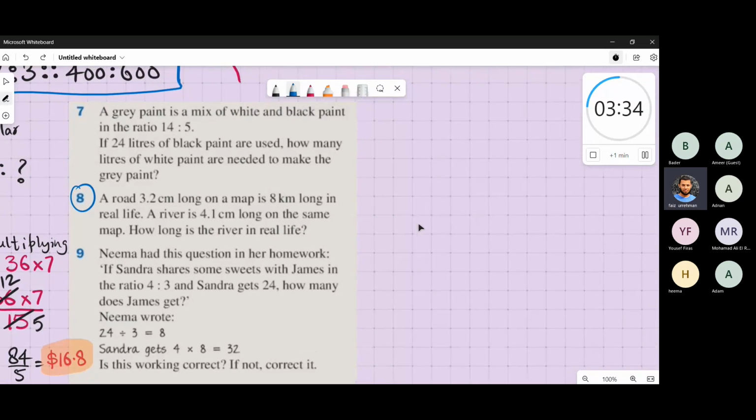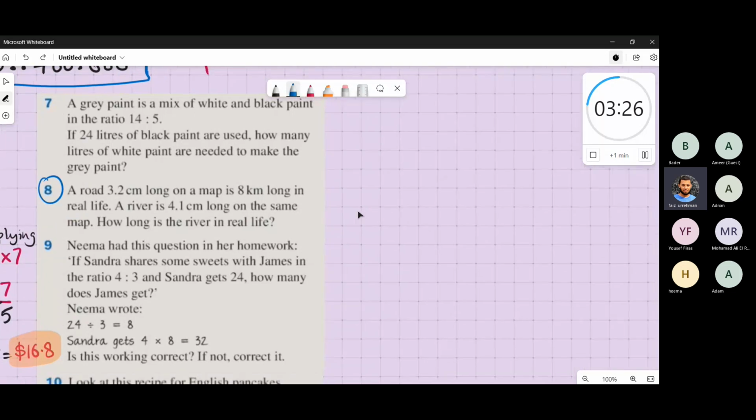So a river is 4.1 centimeter long on the same map. How long is the river in real life? Wow, this question is really good. It is a ratio question. What are the 2 units that I'm going to deal with? What is the first measure? Centimeter. And the second unit? Kilometer. Centimeter, and real life kilometer.